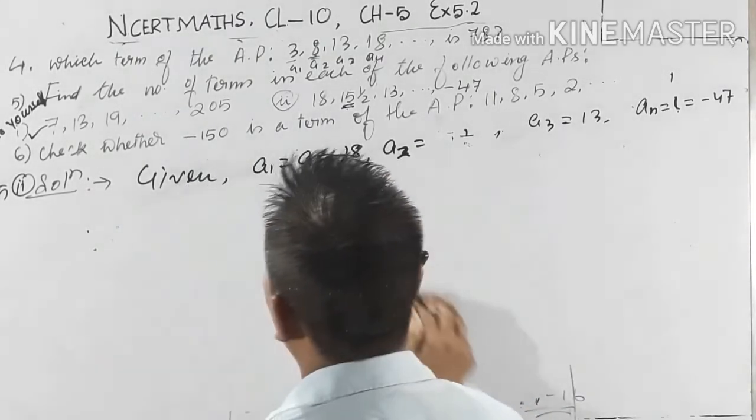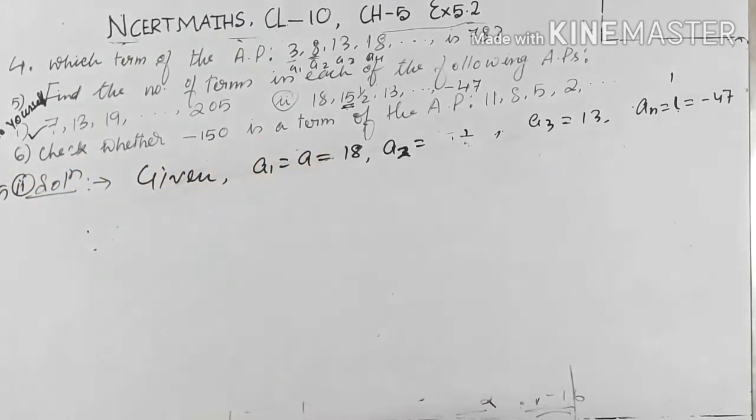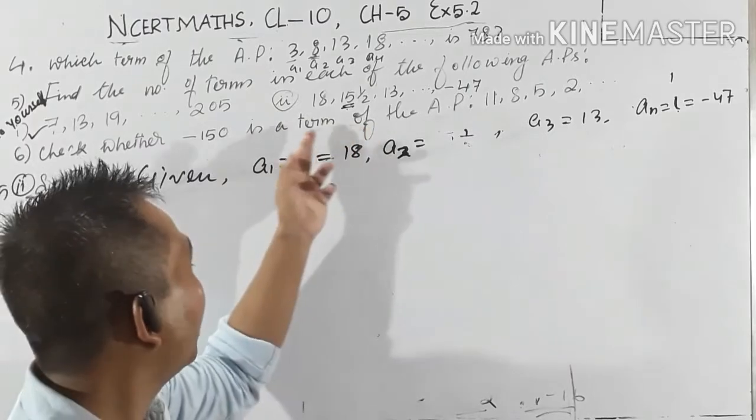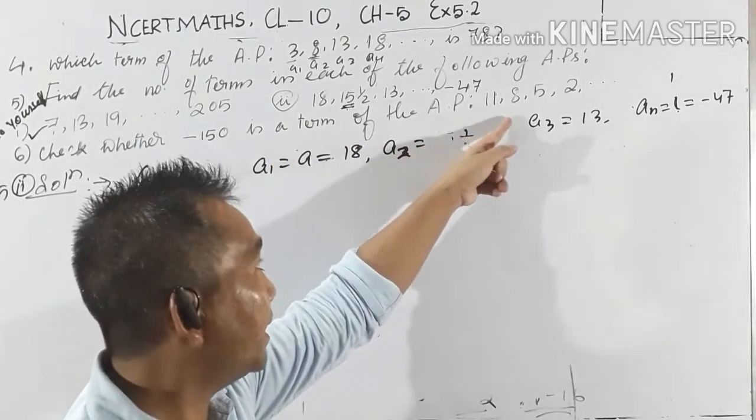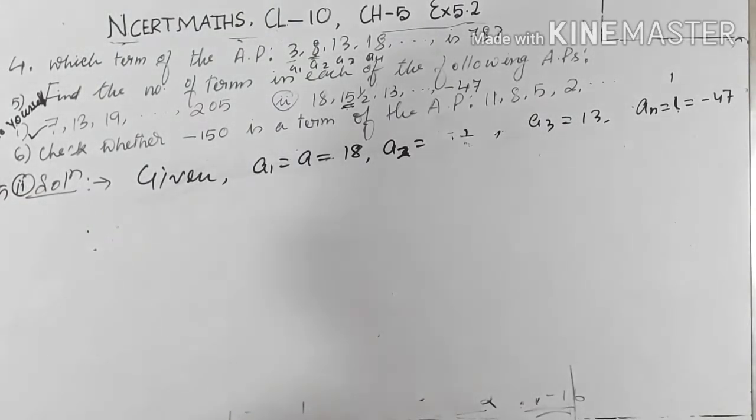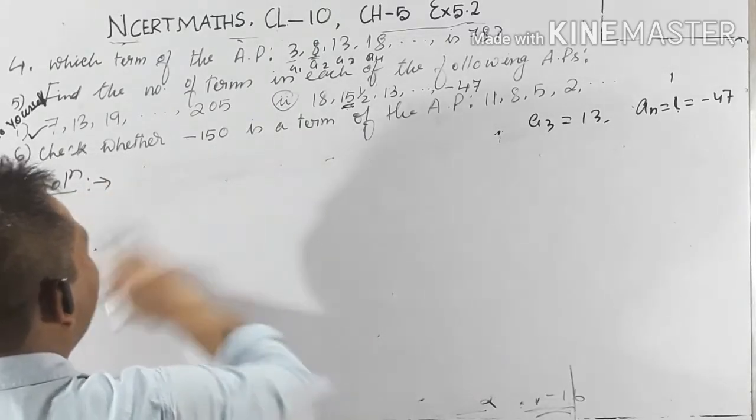Question number 6. Check whether minus 150 is a term of the AP. Okay? We have to verify whether minus 150 is a term of the AP, that is 11, 8, 5, 2. Right? Okay. So first of all, we have to assume. What is to be assumed?